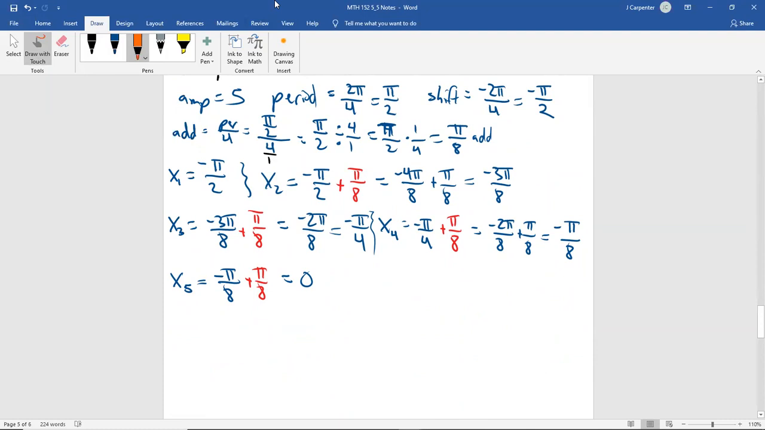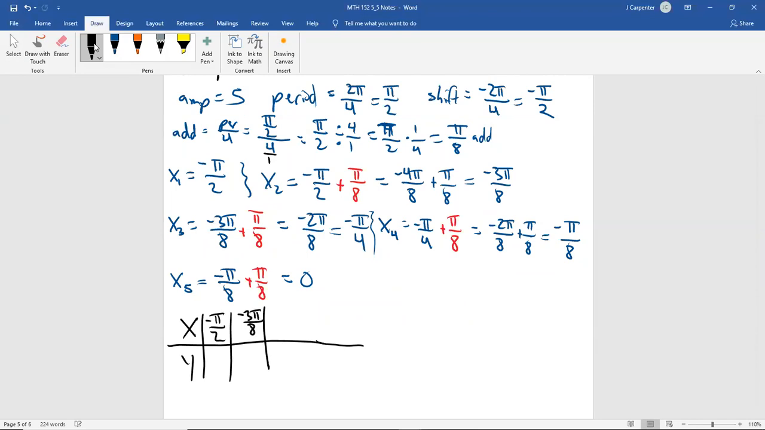All right, so, not orange yet, black. So table of values, but only half of it, just the x's and the y's. We started with the shifting value, so negative pi over 2. That was the first. The second was the negative 3 pi over 8. The third is going to be the negative pi over 4. The fourth is going to be the negative pi over 8. And the fifth is going to be the 0.